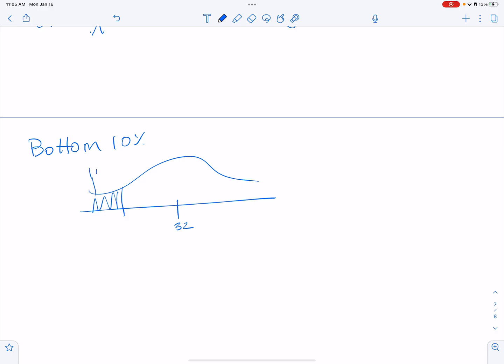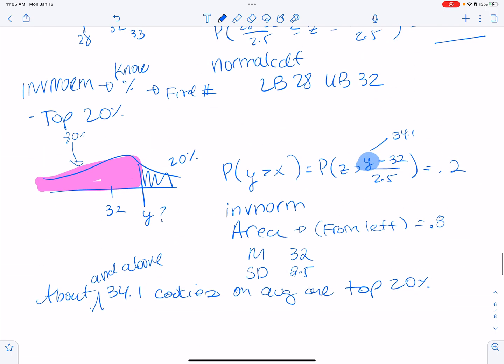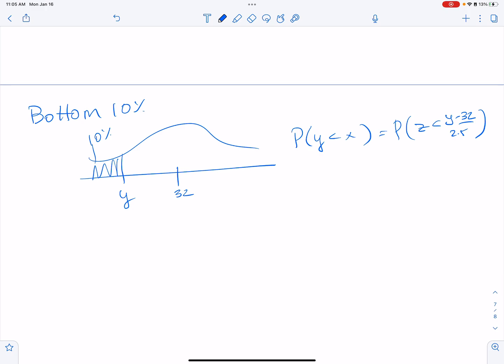All right, so remember, bottom 10%, let's do bottom 10%, same thing, except it's going to be 32, and now 10% here. The only thing that's going to change, everything else is the same, is the probability that y is less than x, and that's going to be the probability that z is less than y minus 32 over 2.5. And because I'm looking for all of the y's that are this way, that's equal to 10%, 0.1. So when I do my inverse norm, remember, I'm looking for an area that's starting from the left. Well, that's already at the left, so it is 10%. So it's the area that's given. The mean and the standard deviation are going to be 32 and 2.5 in the same way.